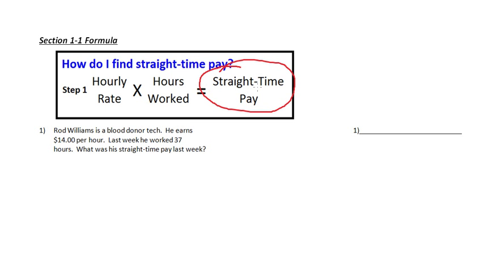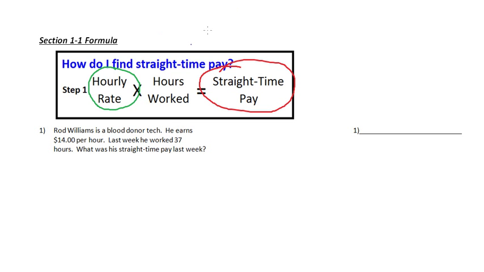And in order to calculate straight time pay, you have to first know the hourly rate. The hourly rate is how much someone makes per hour at a job. It's their hourly wage, it's their pay. If someone works at Kroger, they're going to get paid per hour. If someone works at Walmart or Finish Line or at a gas station, they're most likely going to get paid a certain number of dollars per hour. So we need to know the hourly rate.